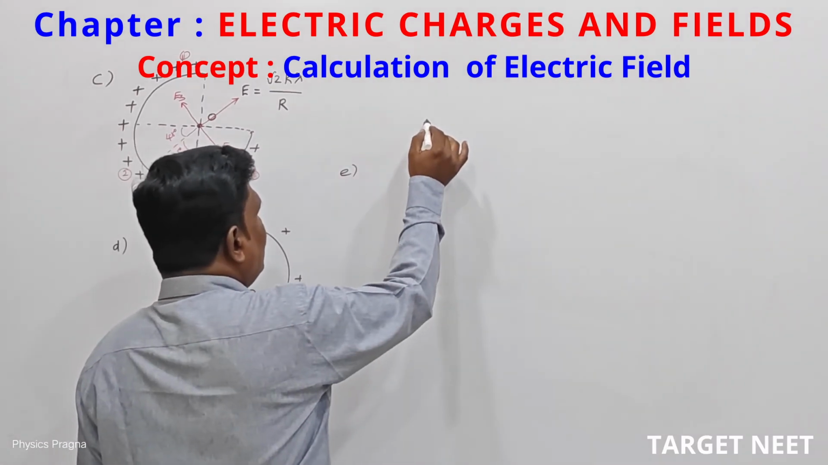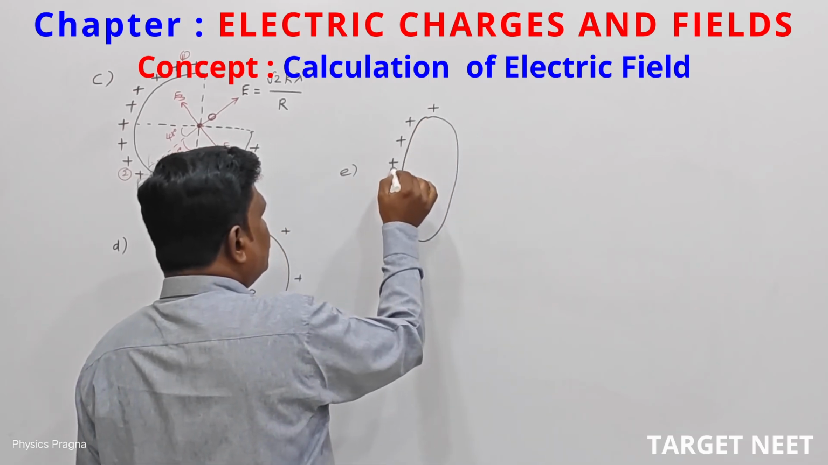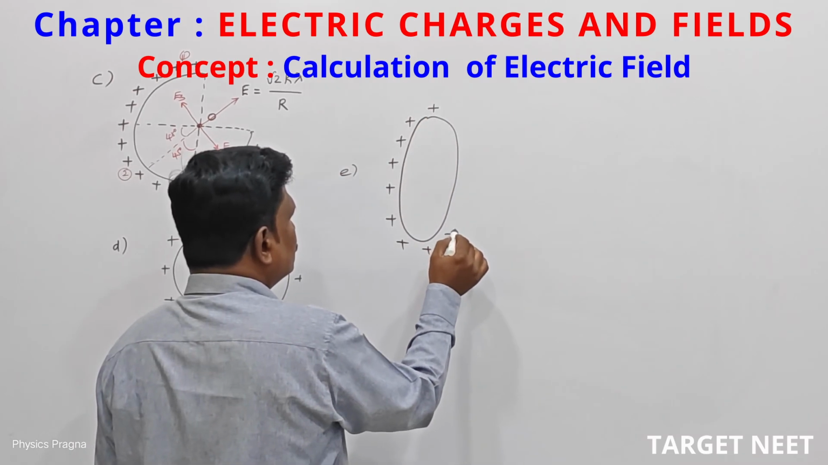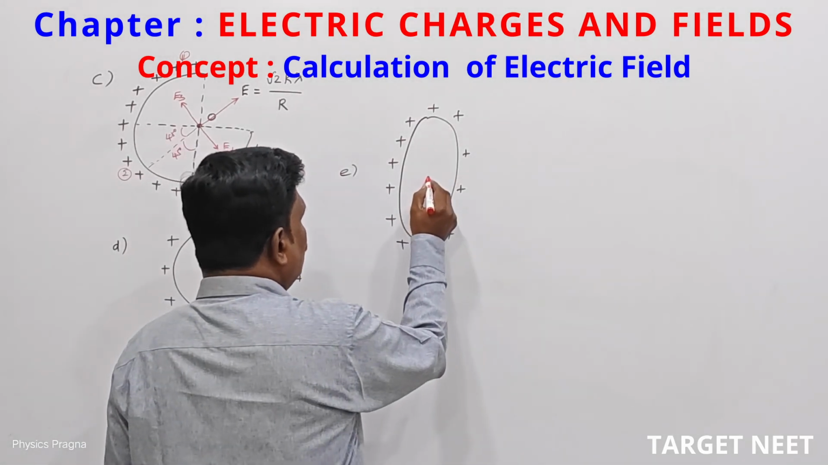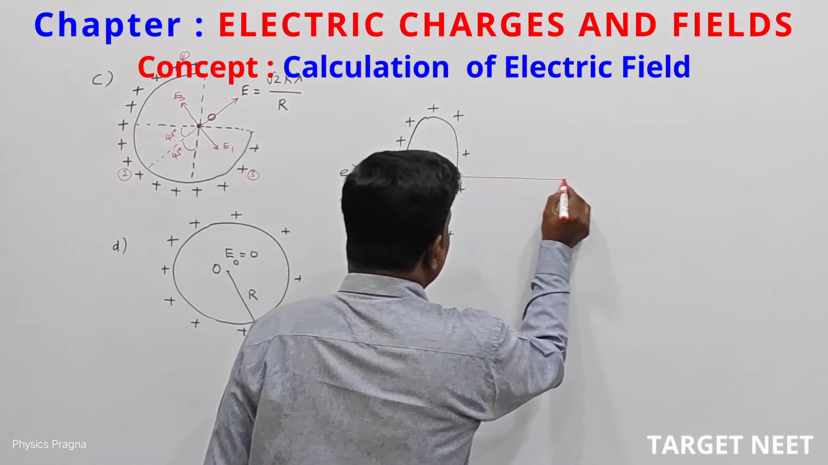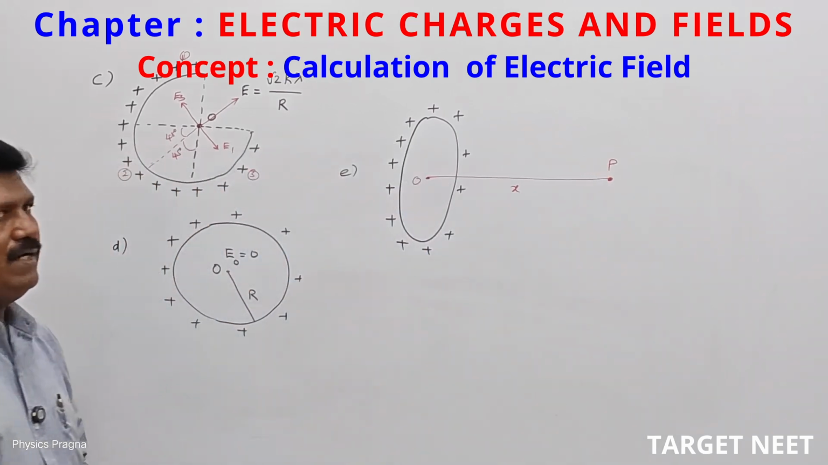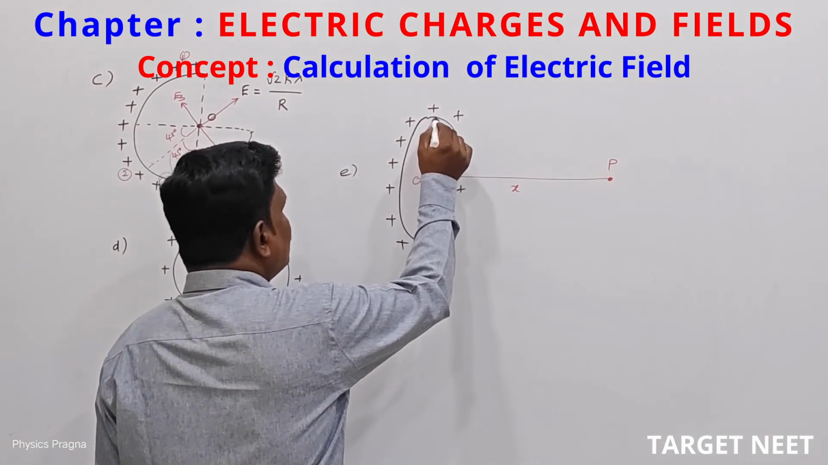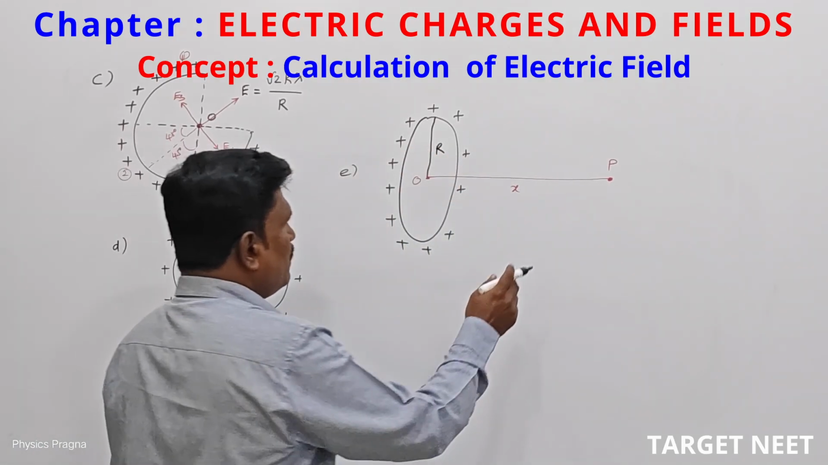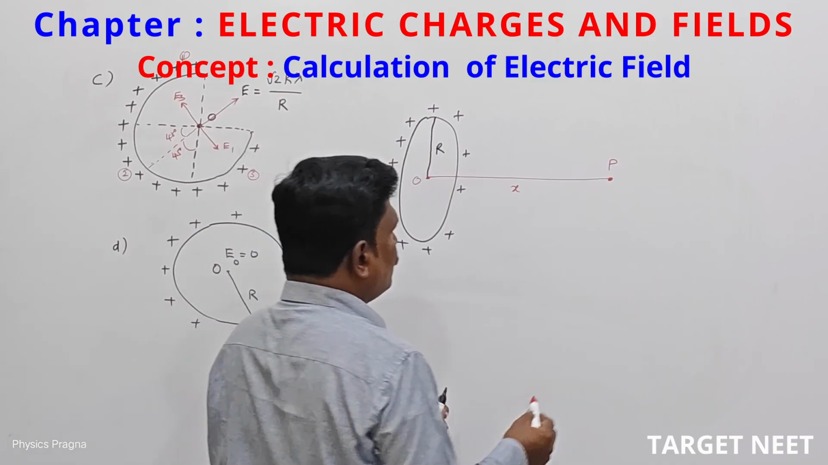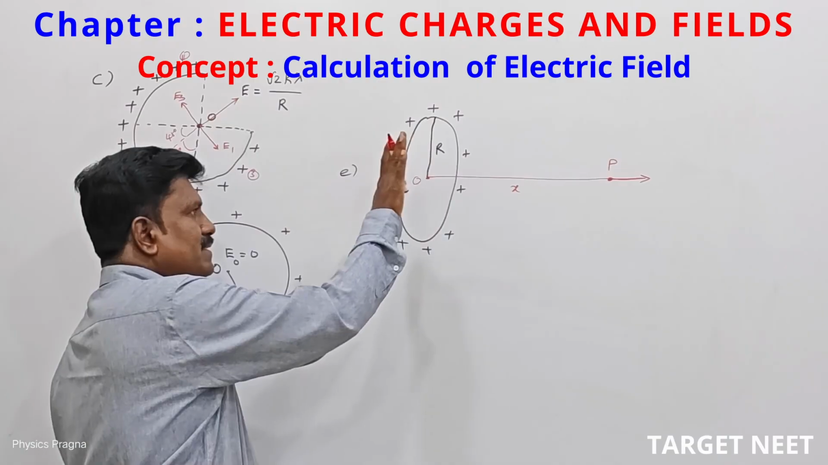Next, I have taken this one like this. So positively charged, from the center, this is the center O. At x distance, point P is there. At point P, electric field we have to calculate. The radius of this circular wire is R. Then what is the direction of electric field here? The electric field direction is away from the positive. So this is like this.